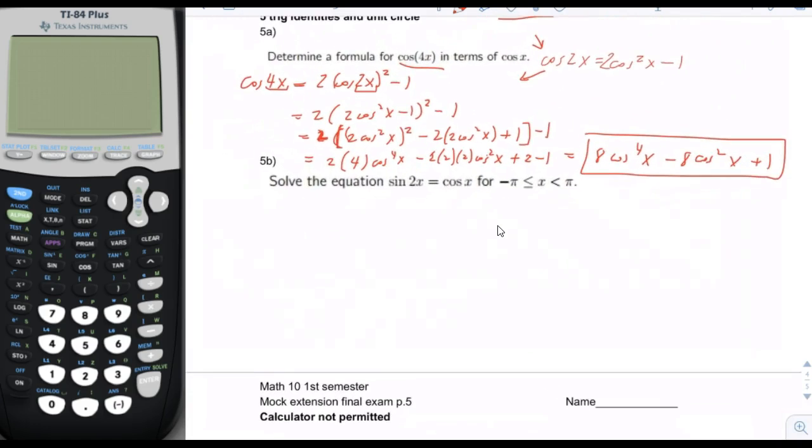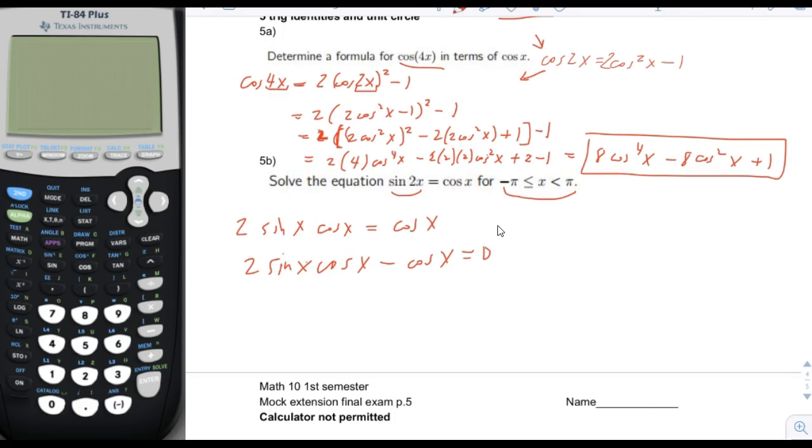All right. Last of all, on this page, solve the equation sine 2x equals cosine x for this interval here. So I don't know what to do yet, but I do know that sine 2x has a formula. Sine 2x, if I look at my formula sheet, is equal to 2 sine x cosine x. So I'm going to put that on the left side, and then I have cosine x here. Okay? This looks suspicious. I'm going to subtract everything over to the left side and leave 0 on the right side. Okay? And then I'm going to factor out a cosine x. Okay, so I factored out the cosine x.